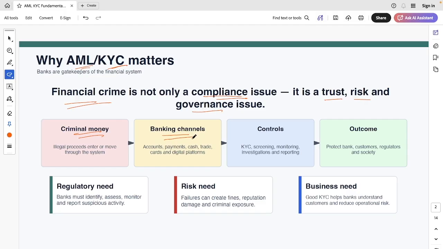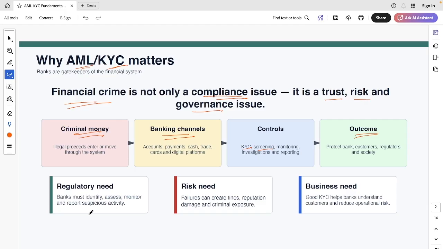Now, the bank must have controls on its system, and these controls include KYC, screening, transaction monitoring, investigation, and regulatory reporting. The final outcome of this process is protection of the bank, protection of the customers, and protection of the system. The bank protects itself, its customers, regulators, and society. In layman's words, AML KYC is like a bank saying, before we allow money to move freely, we need to understand who is moving it, why it is moving, and whether the behavior makes sense.